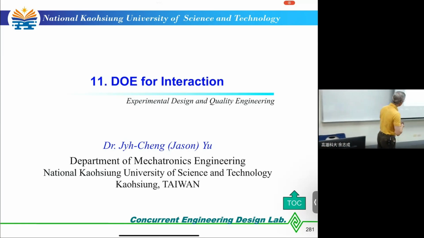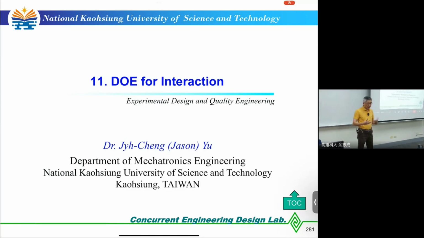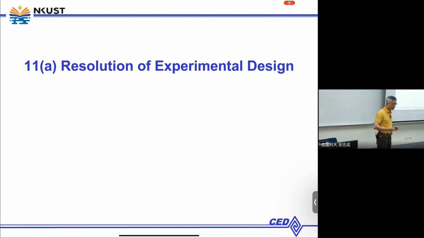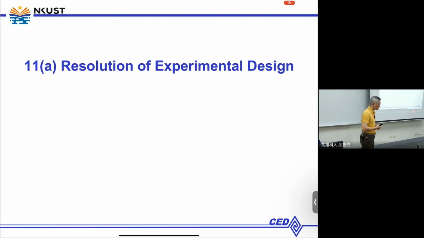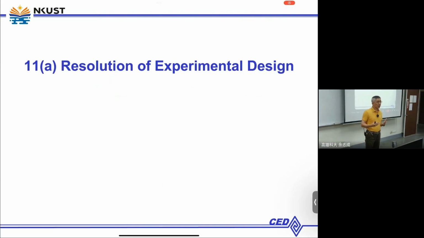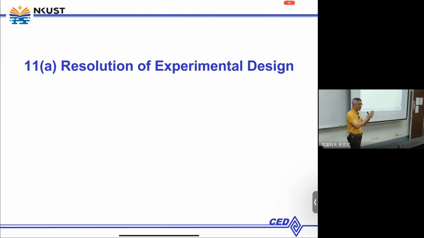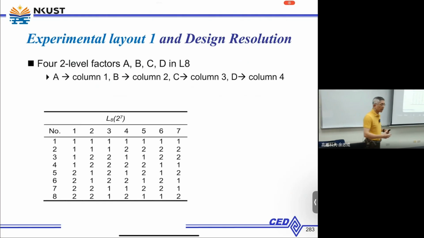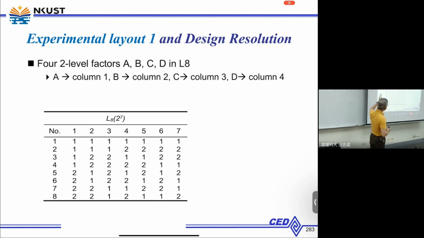Okay, today we will talk about how to arrange your design if you want to consider interaction. As I mentioned last week, due to fractional factorial, your design of experiment might result in confounding of some effects, such as main effects and interaction effects. According to their confounding situation, we define three types of resolutions.